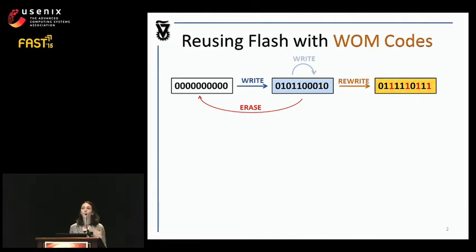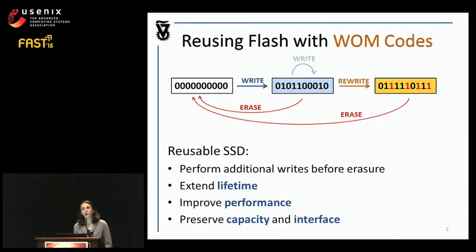With WOM codes, we can perform additional writes, which means we turn some of those leftover zeros back into ones, and then we have additional information that's encoded on the page. Again, after this is done, we have to erase the block that the page belongs to, and the cycle begins again. So in Reusable SSD, we perform these additional writes before every erasure, which means we can reduce the number of erasures that we perform, and this extends the lifetime of the SSD.